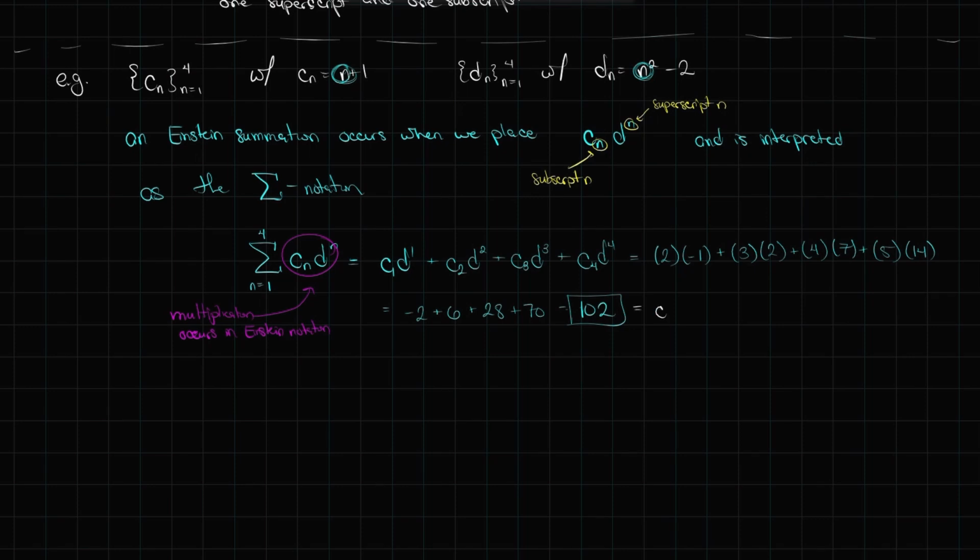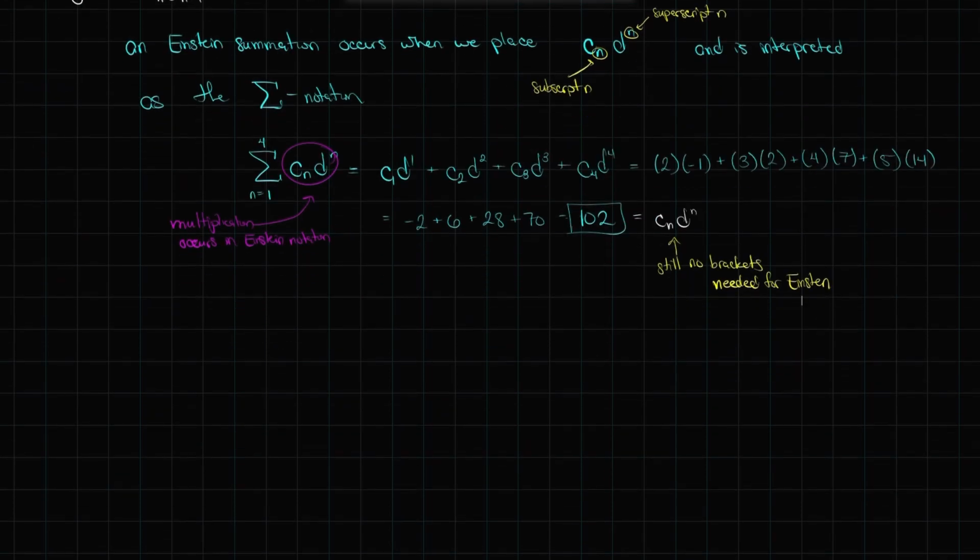You would literally write out that C_n d^n, by the way, still no brackets needed for Einstein. And you would just put them next to each other as long as you have the alternating subscript and superscript, and then you would know to add them all together over their index set. So that's the Einstein summation notation, as people will say.